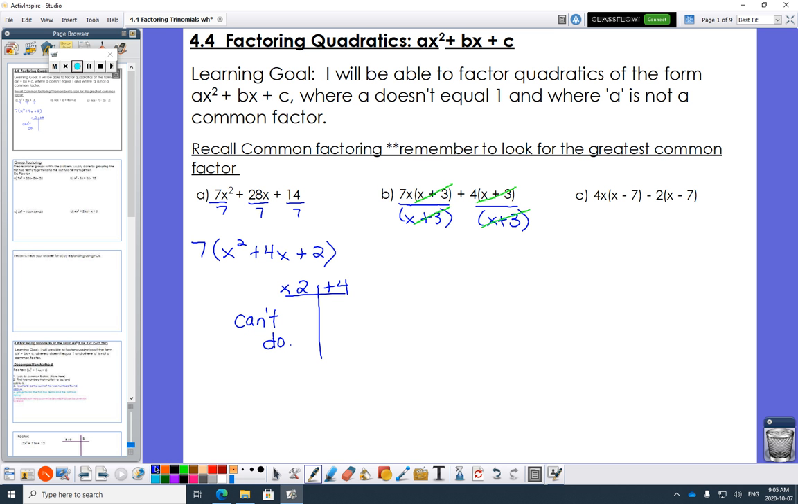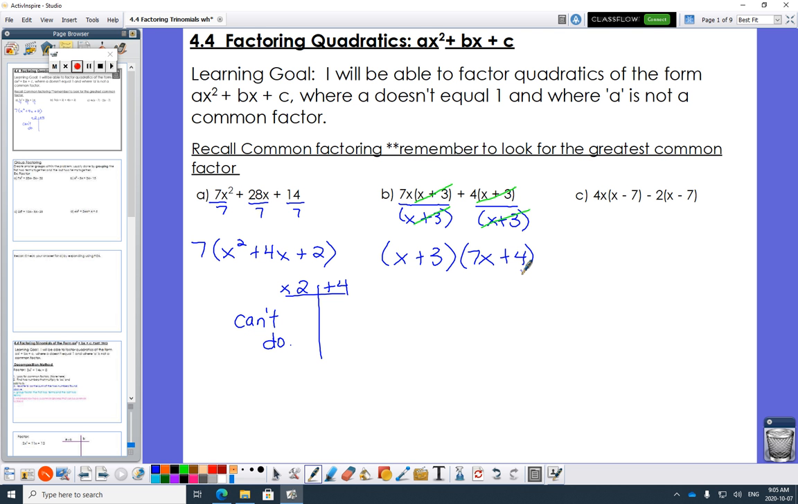And like Claire said, what are you left over with? So we always write the common factor first. And then what's left? 7x and plus 4. So here we just wrote the common factor and then whatever was left.